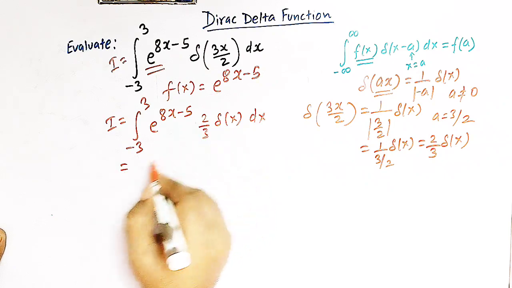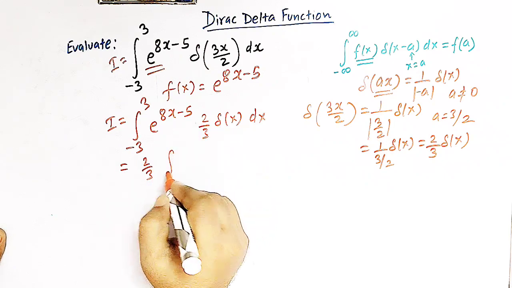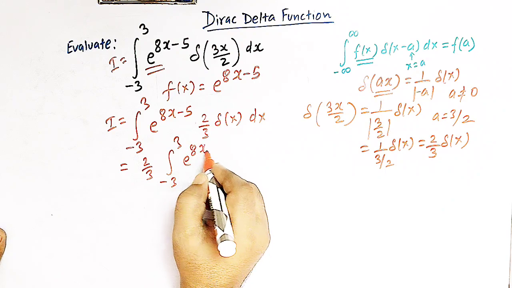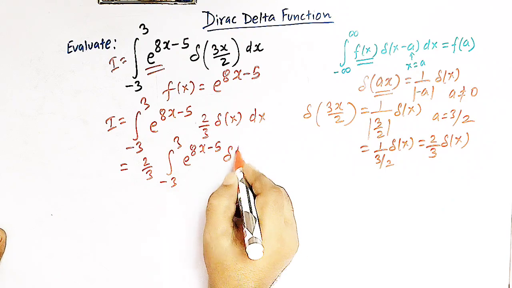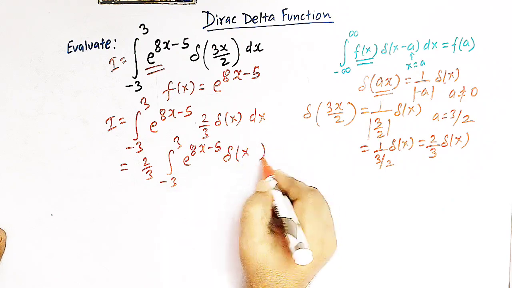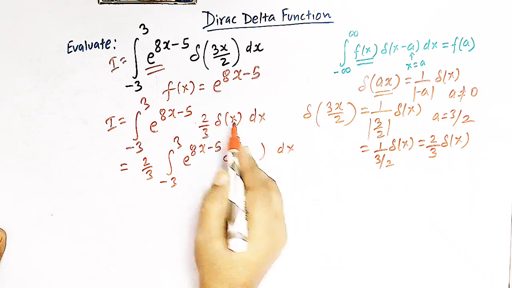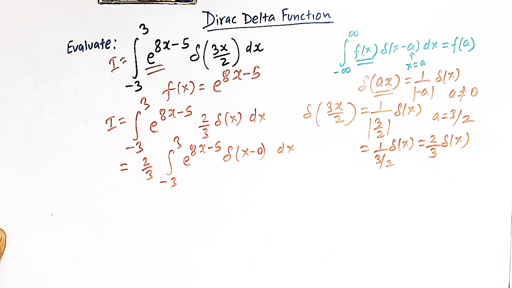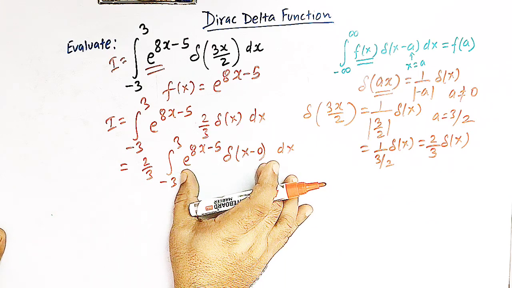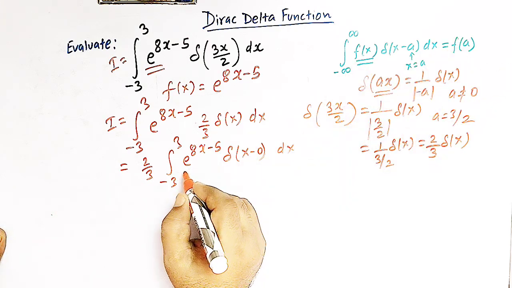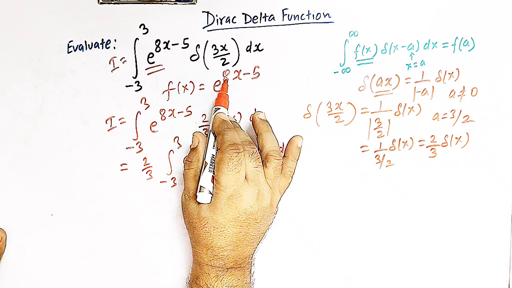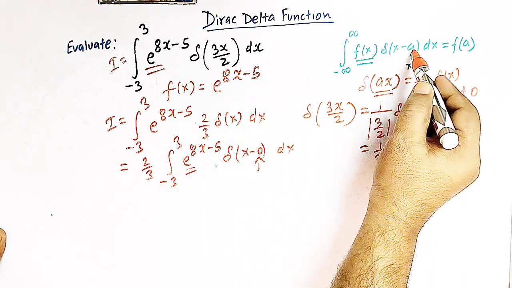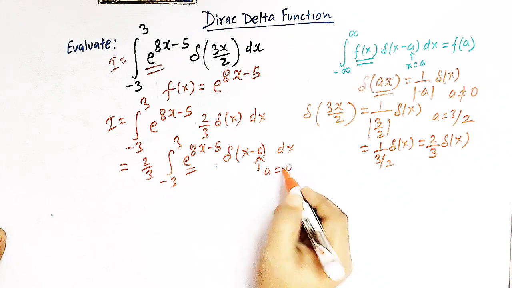Now taking 2 by 3 outside the integral, we have minus 3 to 3 e raised to 8x minus 5 and delta of x, right? And see, delta of x can be written as the delta of x minus 0. So now if we compare this integral with this one, then f of x is e raised to 8x minus 5, and our value of a is equal to 0.